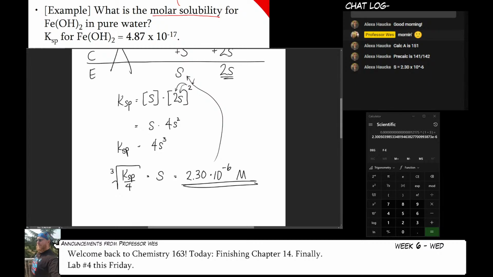So the trick here really is going to be dealing with cubed roots and 4th roots and 5th roots and stuff like that. And remember that you can use the X to the Y button on your calculator. Or maybe you have a caret button on your calculator, and then you can just type parentheses 1 over whatever your root is.